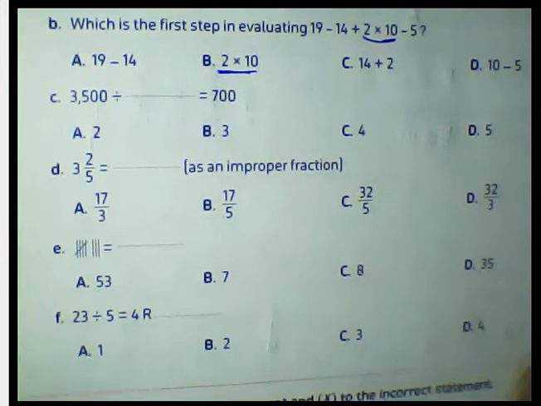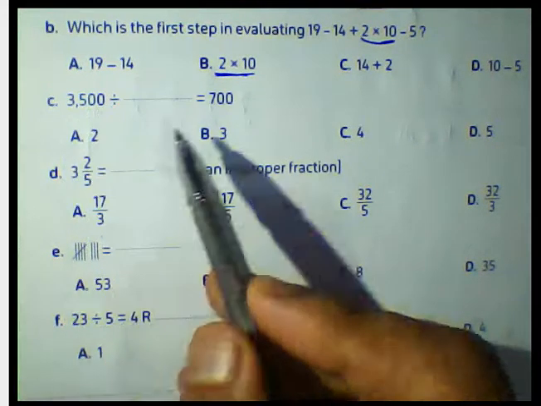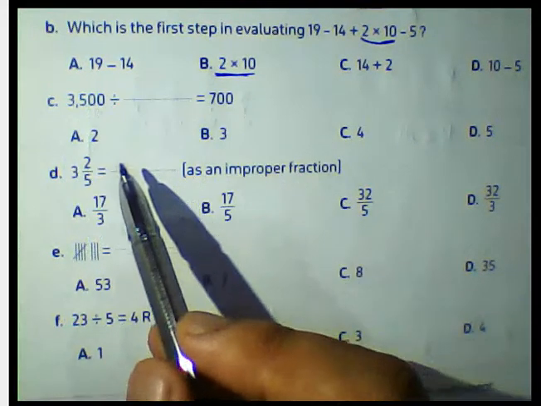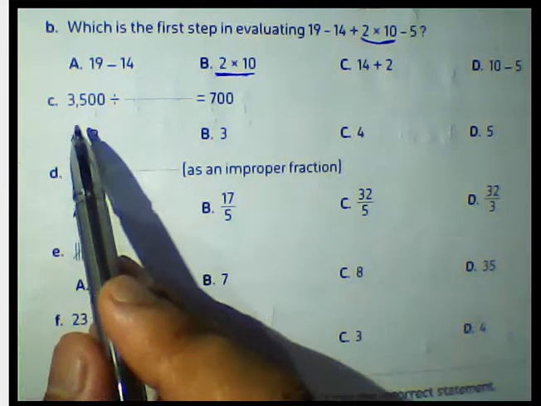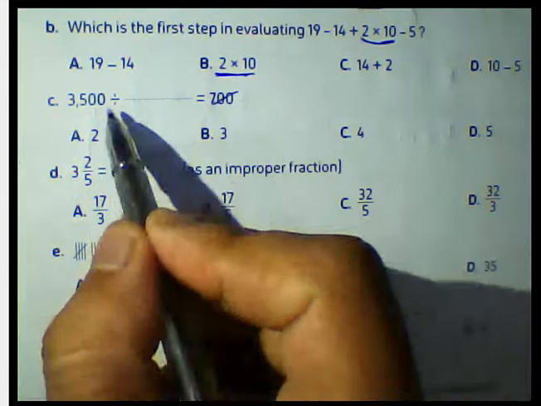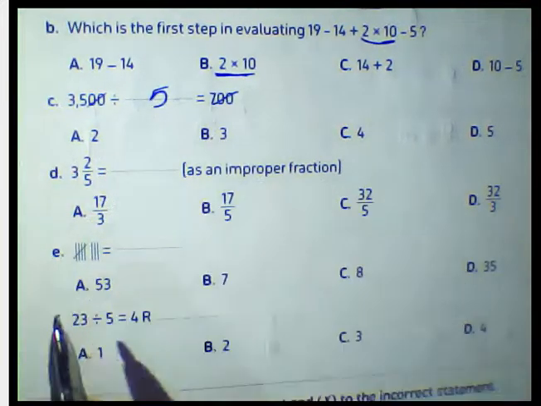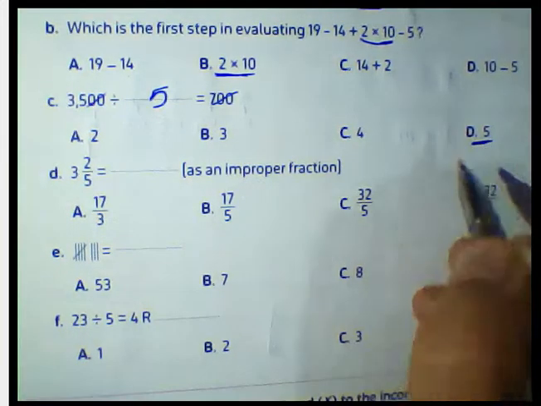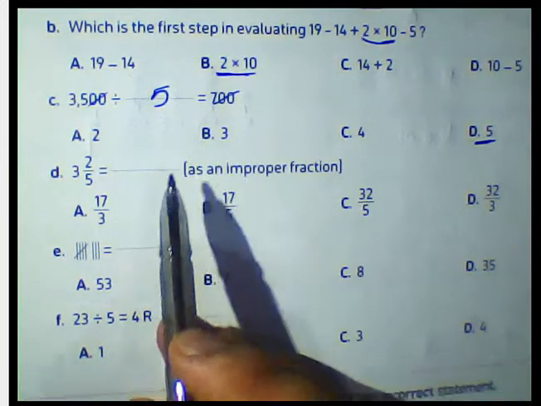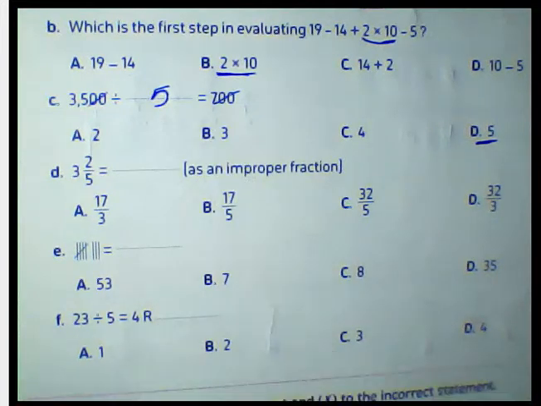Question letter C: 3,500 divided by what equals 700? We can divide 3,500 by 700. We can cancel the double zero with the double zero. 35 divided by 7 equals 5. So the result will be 5, because the quotient was 700. Okay, 5 multiplied by 700 equals 3,500.